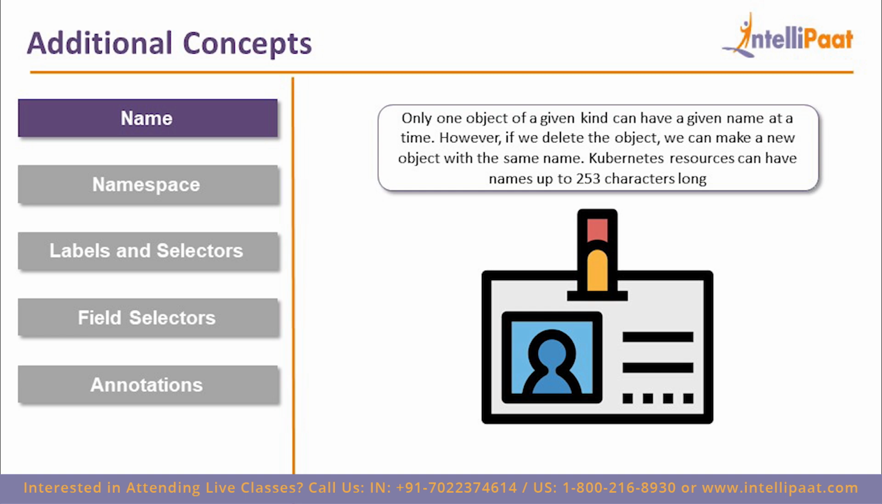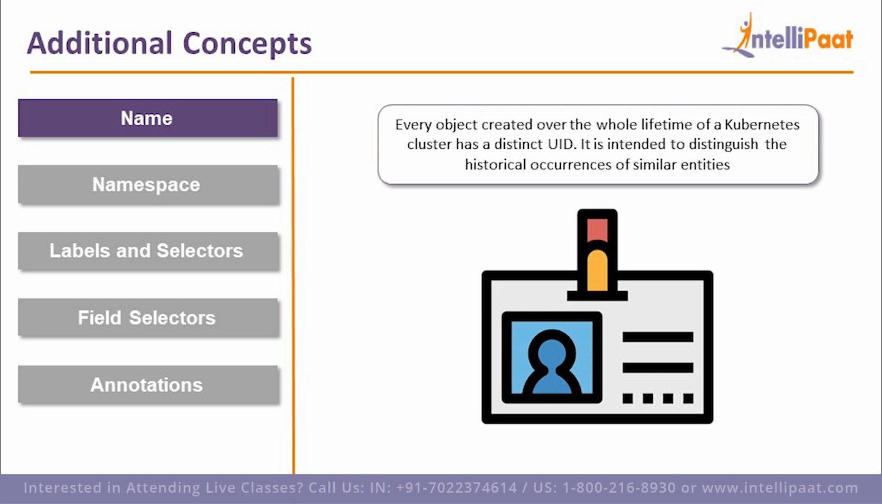So a Kubernetes resource can have names up to 253 characters long. So you can have up to 253 characters, but you generally don't use that much. You can use proper names for it. And then moving on, every object created over the whole lifetime of a Kubernetes cluster has a distinct UID.